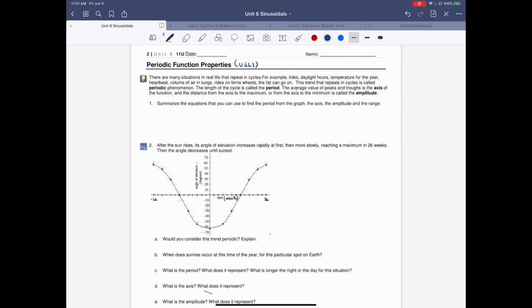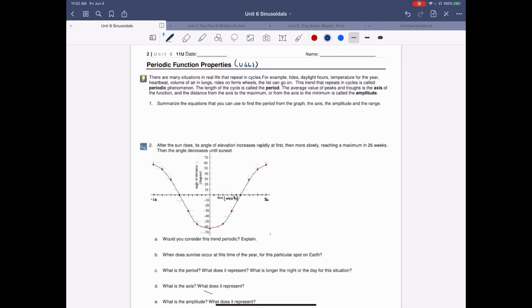So Unit 6, Lesson 1, Periodic Function Properties. There are many situations in real life that repeat in cycles. For example, tides, daylight hours, temperature for the year, heartbeat, volume of air in lungs, rides on Ferris wheels. The list can go on. This trend that repeats in cycles is called a periodic phenomenon. The length of the cycle is called the period.